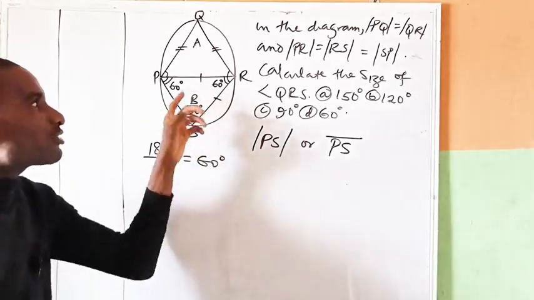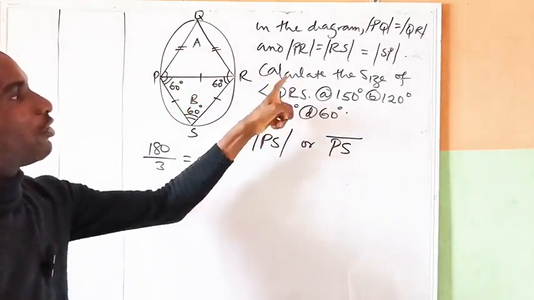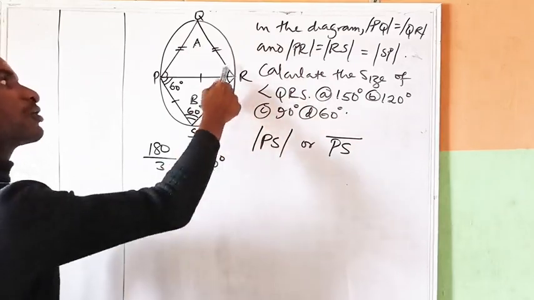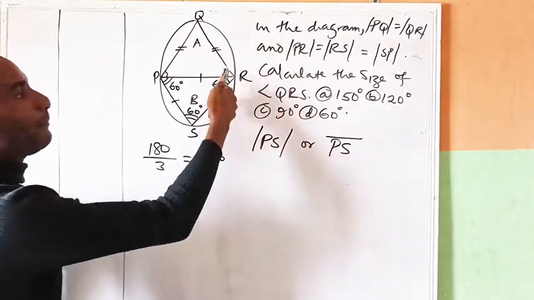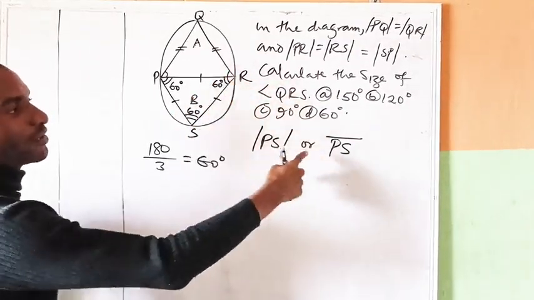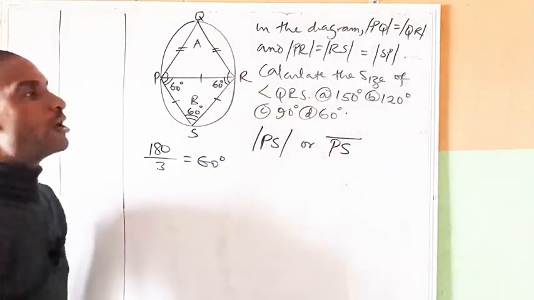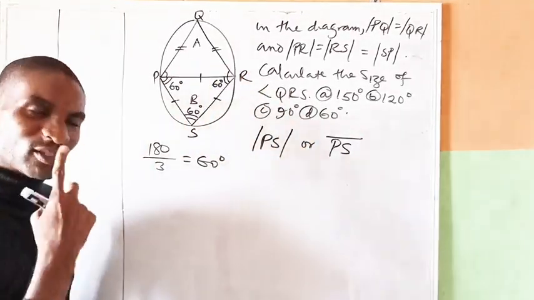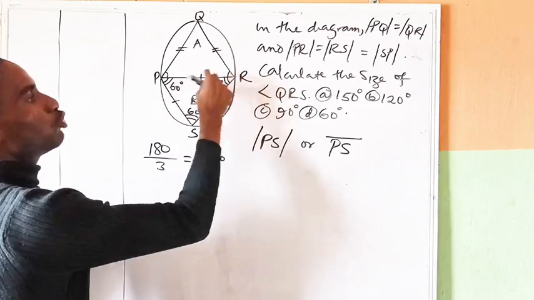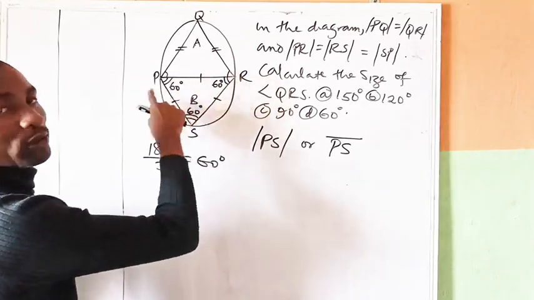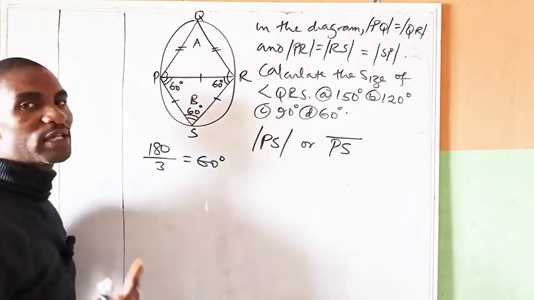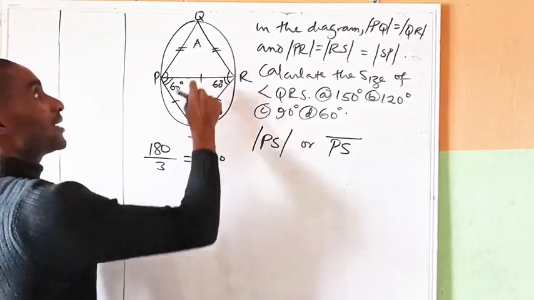Now, for us to answer this question, we are looking for the size of angle QRS. So to get this angle, we need to get the upper angle here, and then we're going to add the two together. So how do we get this angle? You remember, now we are going to apply the theorem. One of the theorems says these two are opposite angles, they are complementary angles, and complementary means they add up to 180 degrees. The same with this and this.